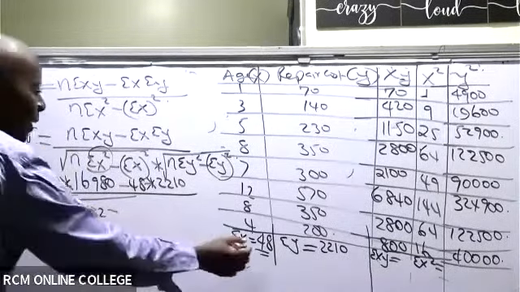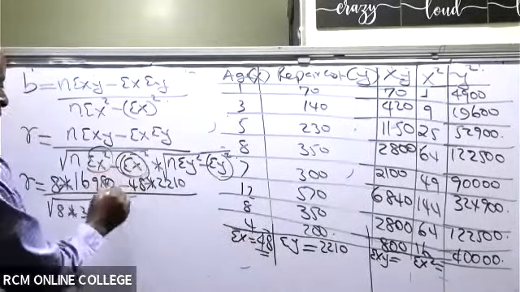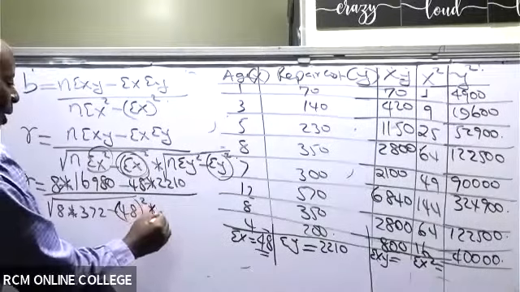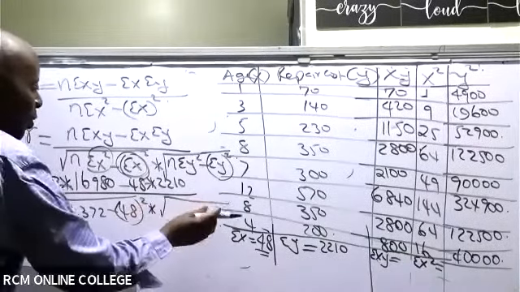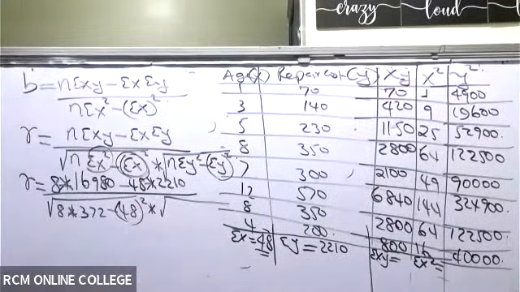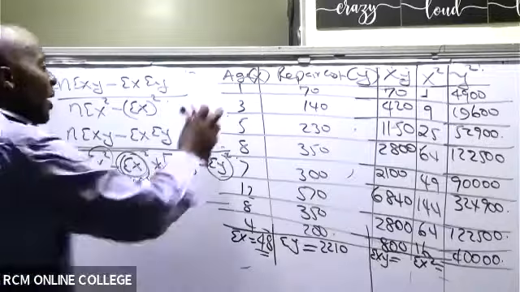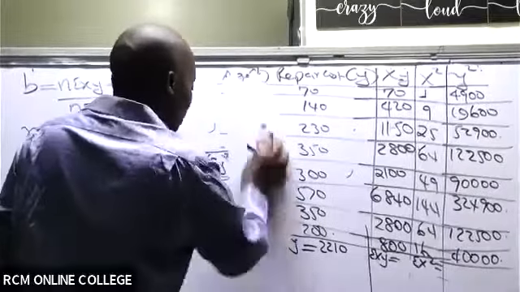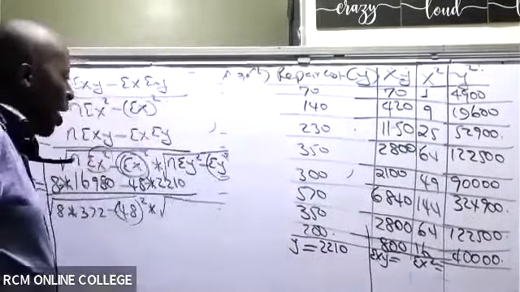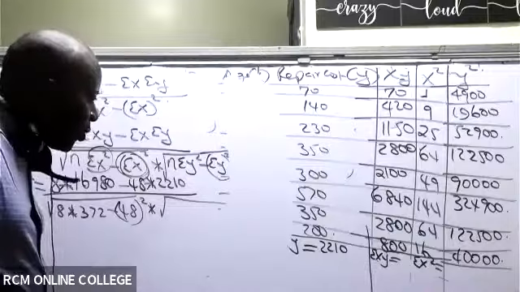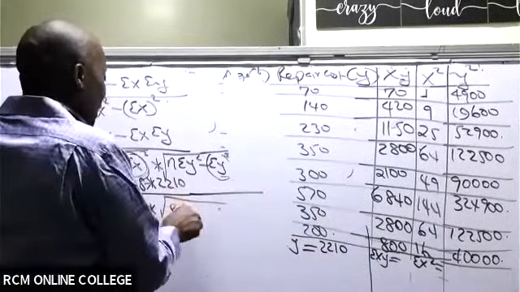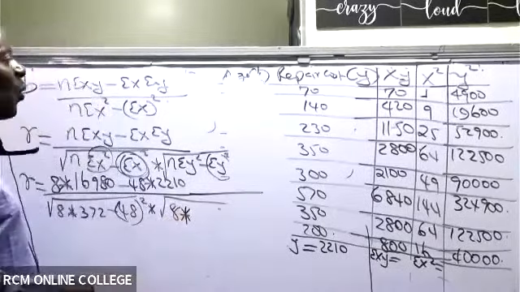Minus summation of x, which is 48, but now this has to be squared. Then take another square root, where we have, ladies and gentlemen, n which is 8 times summation of y squared.